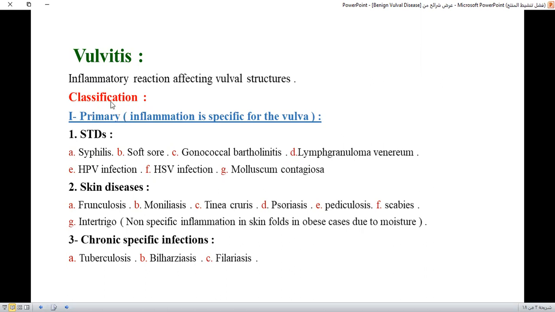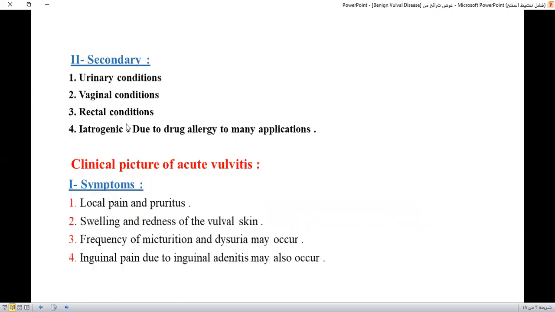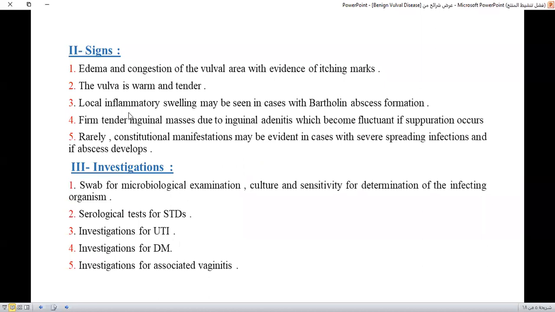We talked about the primary causes of the vulva. What are the secondary causes of vulvitis? What will be included when we say secondary, if it is not specific to the vulva? Urinary conditions, urine conditions, vaginal conditions, rectal conditions, yes very good, and iatrogenic and allergy. The symptoms of vulvitis, from its name, is inflammation, so there is pain, redness, pruritus, edema, frequency of micturition and inguinal adenitis.